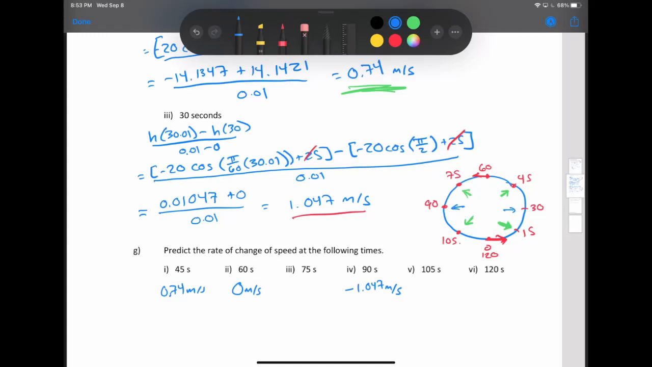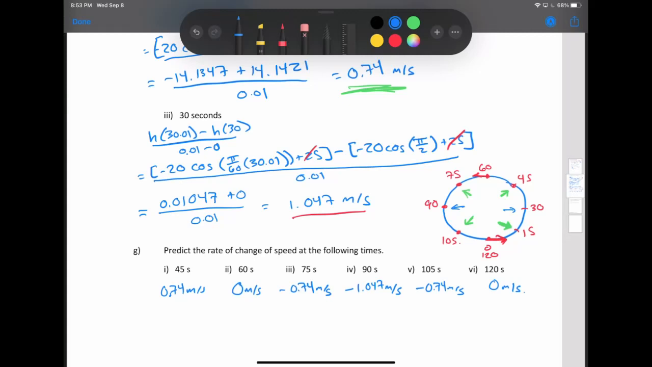At 75, it's going to be negative 0.74. At 105, it's going to be negative 0.74. And at 120, it's back to 0, so that's going to be 0 meters a second as well. So that let us use what we'd already done with just 3 calculations to make a whole bunch of predictions. And those predictions are correct, by the way. We didn't just make that up. They actually do work.